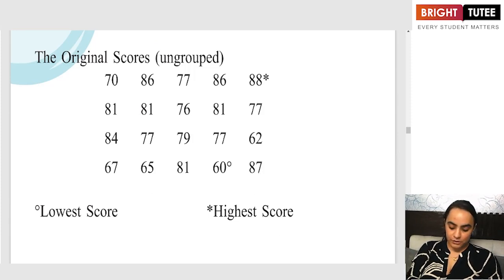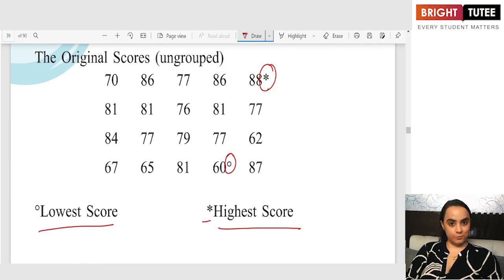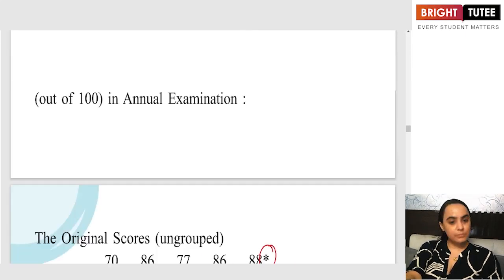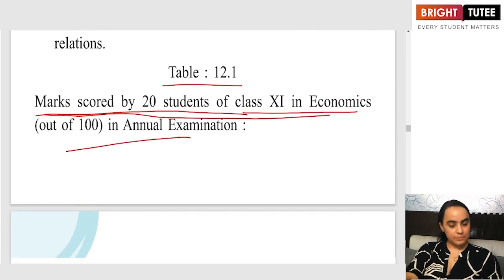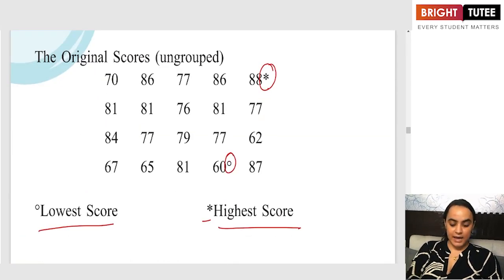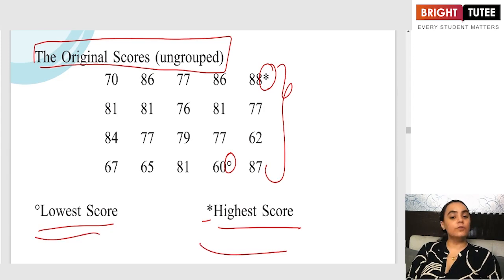As you can see, there is an asterisk over here and there is another sign over here. Asterisk means the highest score and this sign means the lowest. So what did we do? This is a table. The table number is given to us, and the title of the table is given to us. This is the head note, the extra information, the body of the table, and these two are the footnotes. So this is what the table is.